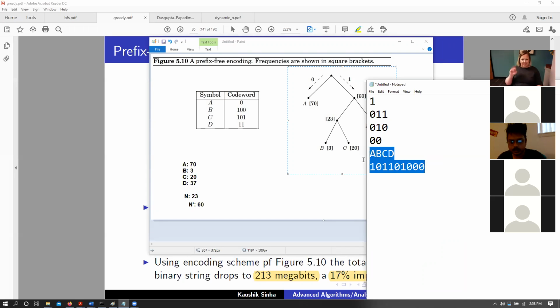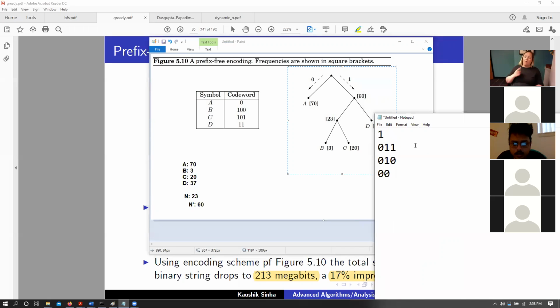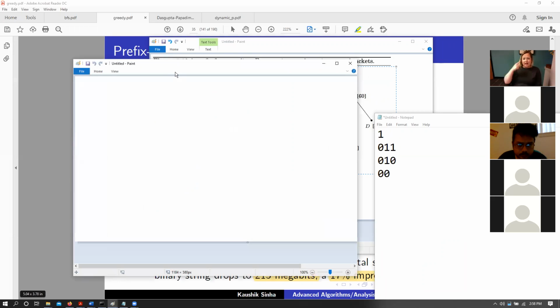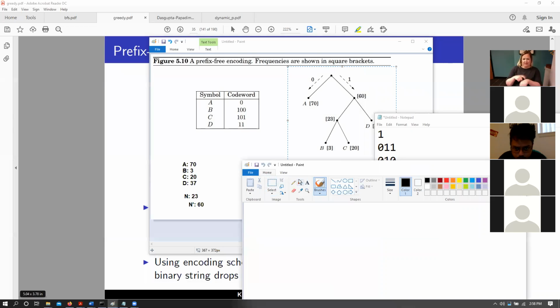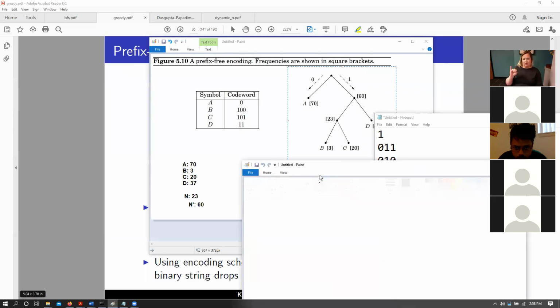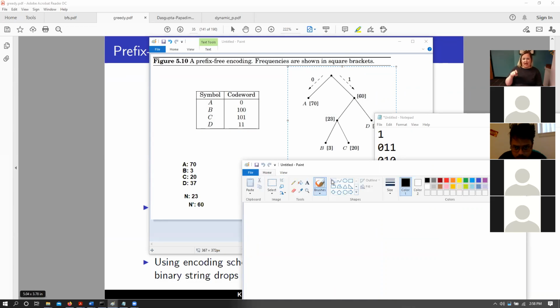No, you're right. Let me just check. So you are saying I need to bring up paint somewhere. Give me a sec. Because I think I had some confusion with this the last time I went over encoding. Let me just draw it out. I'm going to draw it really... No, I can draw it properly.